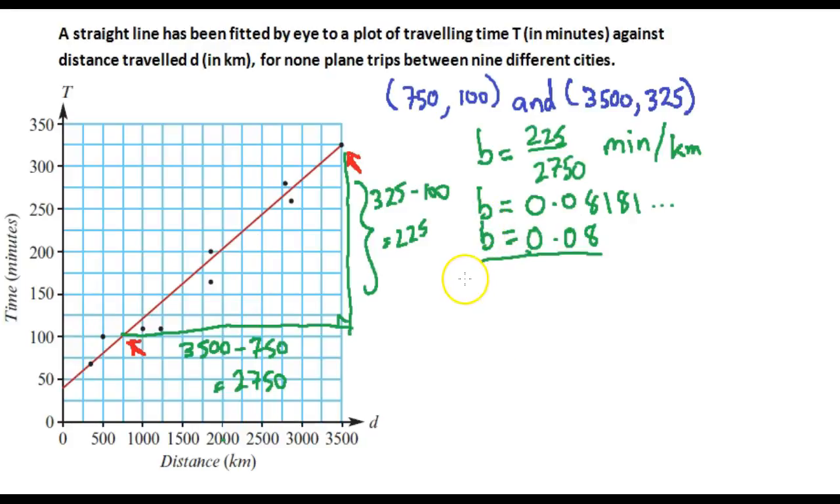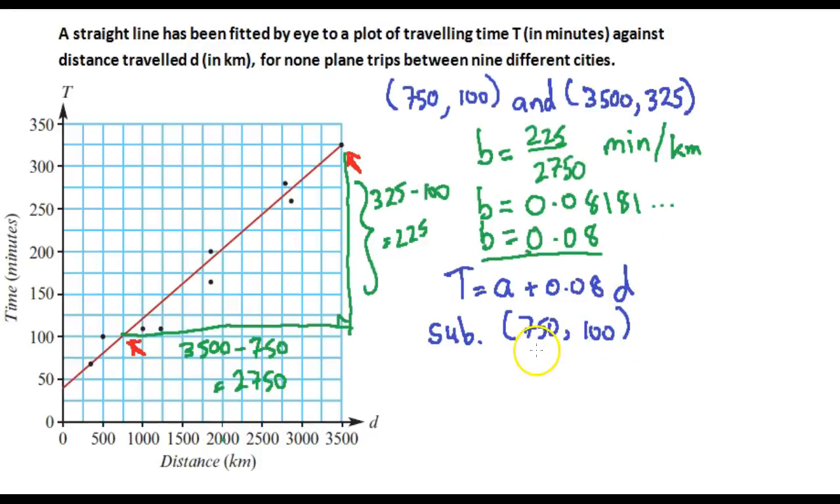So our model for y equals a plus bx, y is T, equals a plus b, which we worked out to be that, and our x is d. So we have to find what this y-intercept is. We can see it's about, I reckon, about 40, and we need to substitute one of our points. I'm going to use the one with the smaller numbers, 750 kilometers between the cities compared to 100 minutes travel time. And this is my distance between the cities, and this is my time in travel.